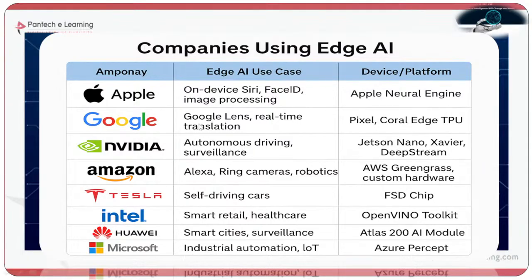So in Google you have Google Lens and real-time translations. These are the type of things in mobile smartphones: we take a picture and get instant results. It's not like it has to go somewhere else. Simply you take the picture in Google Lens, then you get the output. You even have the language translation part. For that purpose they're using Pixel and Coral Edge TPU.